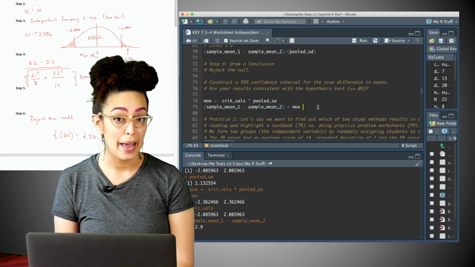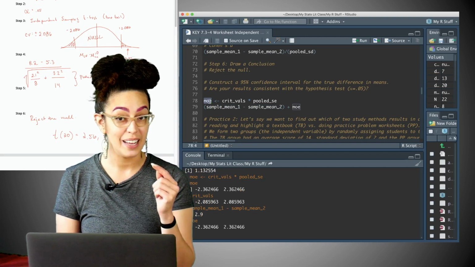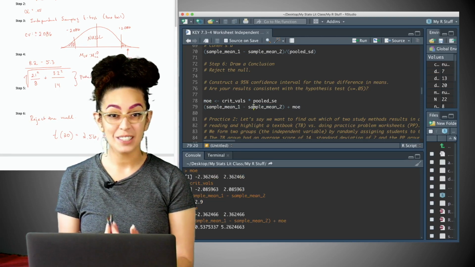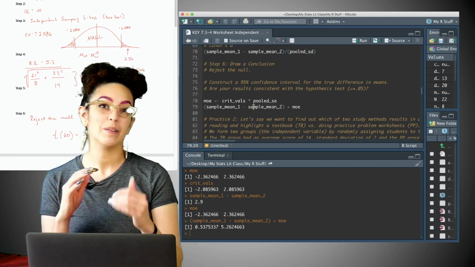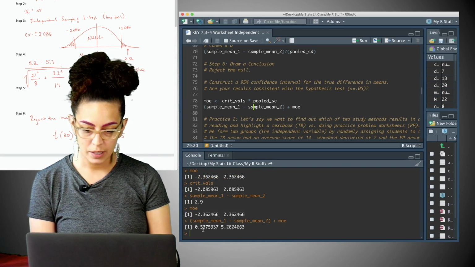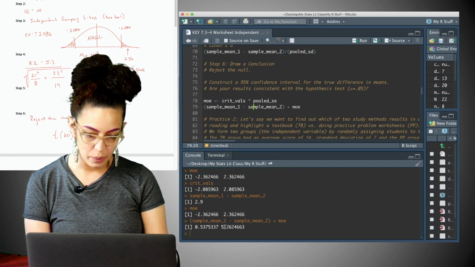And we are going to add the margin of error. But remember, our margin of error is two values, the positive one and the negative one. Ta-da! It gives you the confidence interval. You don't have to do plus margin of error, minus margin of error, because they're already both in there. So we get a confidence interval between 0.54 and 5.26.